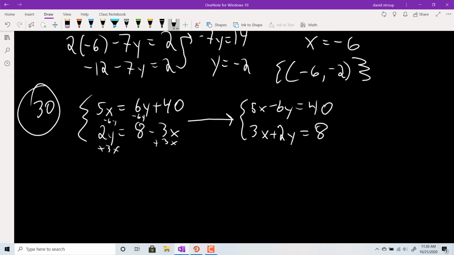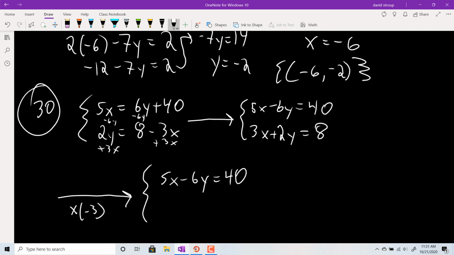Okay, so we have that. Now I'm going to multiply, I guess, the second equation by negative 3. That'll cause a cancellation of the y variables. So I'll have 5x minus 6y equals 40, and then negative 9x minus 6y, and I want positive 3, right? So I apologize, that's not going to work.